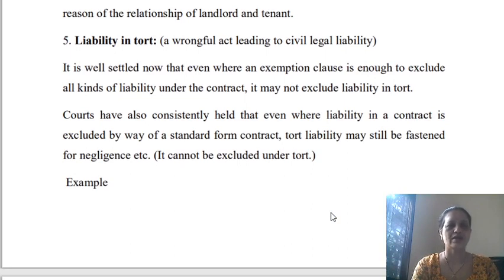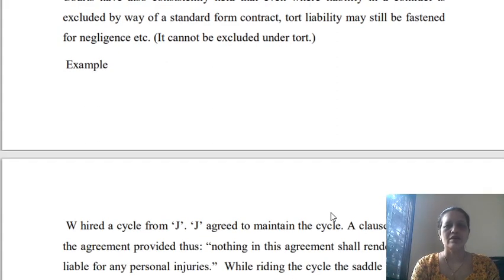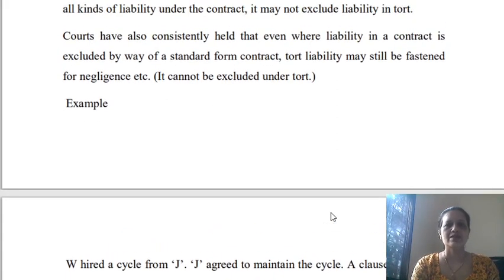Fifth rule, liability in tort. Tort means a wrongful act leading to civil legal liability. For example, public nuisance is a tort. It is well settled now that even where an exemption clause is enough to exclude all kinds of liability under the contract, it may not exclude liability in tort. Courts have also consistently held that even where liability in contract is excluded by way of a standard form contract, tort liability may still be fastened for negligence, etc. It cannot be excluded under the tort.